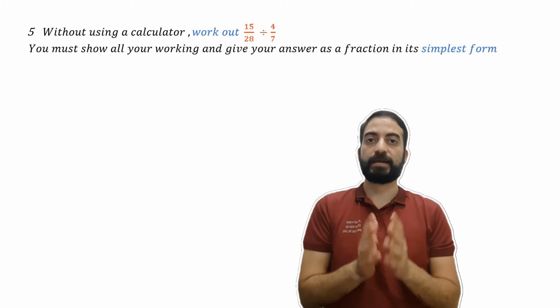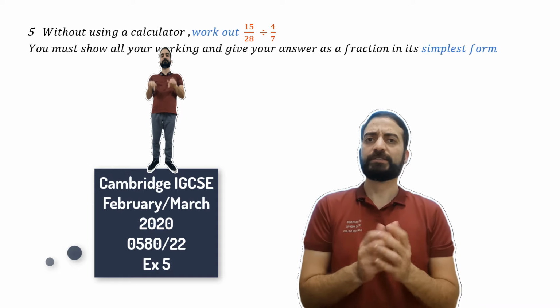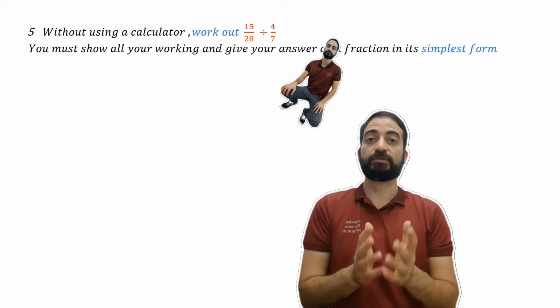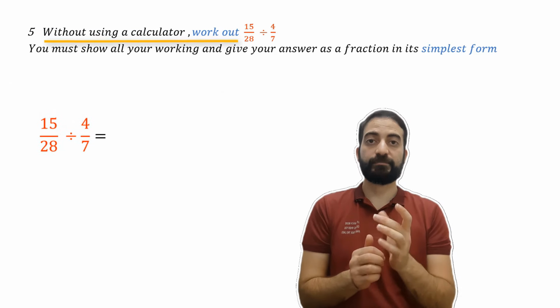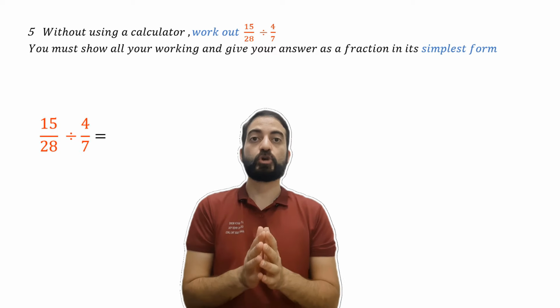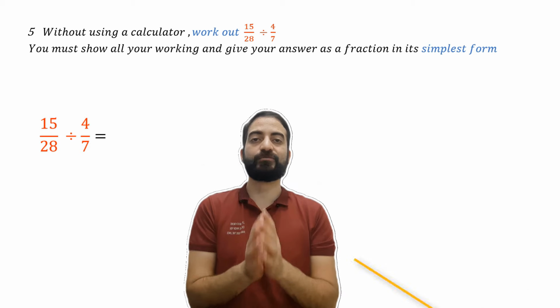Hello everyone, we will start by solving the fifth question of the Cambridge IGCSE 2020 exam. What is required of us? Without using a calculator, work out 15 over 28 divided by 4 over 7. You must show all your work and give your answer as a fraction in its simplest form.